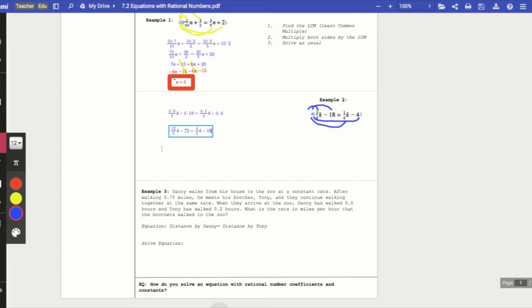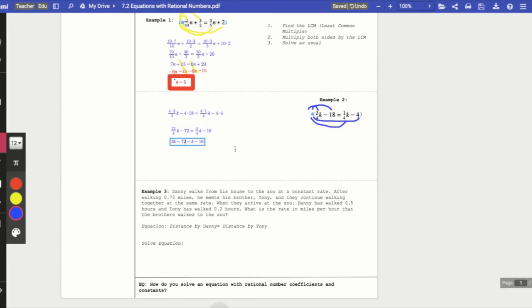Okay. I have some stuff that can be simplified, the 12 over 4 and the 4 over 4. 12 over 4 reduces to 3, because 12 divided by 4 is 3. So I have 3k minus 72 equals 4 divided by 4 is 1. And I'm not going to write 1k, I'm just going to write k minus 16.